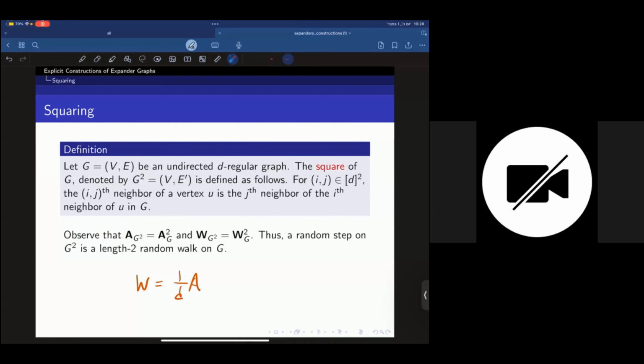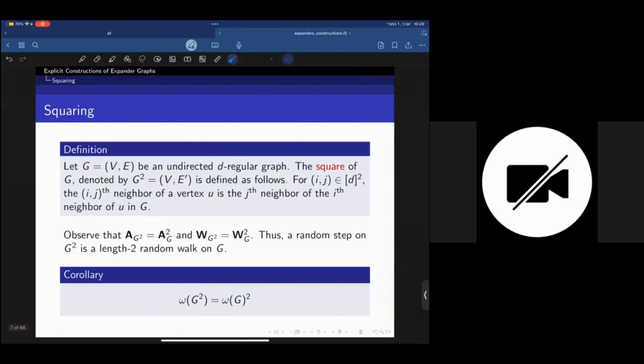And the message here, but you know that, I guess, is that a random step on G squared is essentially a length 2 random walk on G. Because you pick a vertex at random, the same vertex set, and then you pick 2 neighbors to determine where you're going, which is exactly a length 2 random walk in G. Again, the same vertex set. Otherwise, it wouldn't have made sense to say that either. Okay.